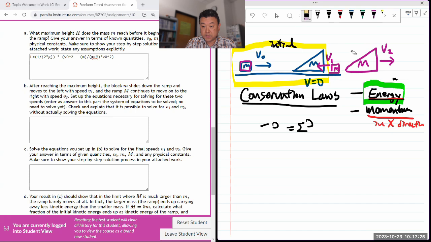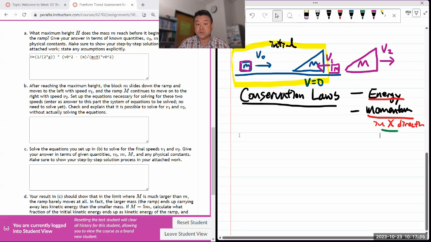So with this scenario, let's read through the rest. It's asking, continuous mode to the right. Set up the equations necessary for solving these two speeds. Check and explain that it is possible. Okay, so I think through the conservation law strategies again, and as you think through it, hopefully you still have the sense that momentum is still conserved in the x direction, and there has not been anything that would make energy not be conserved. So energy is going to be conserved again.